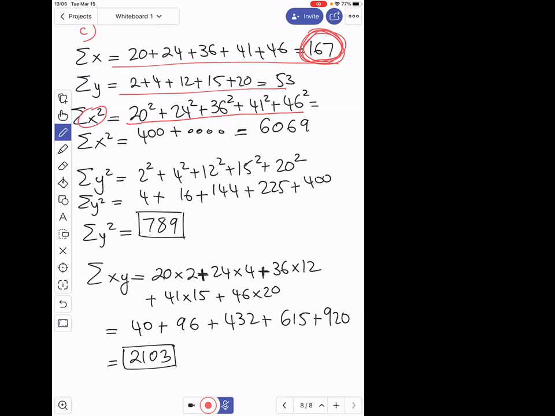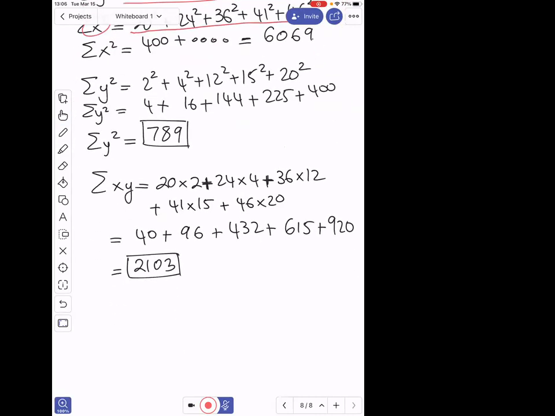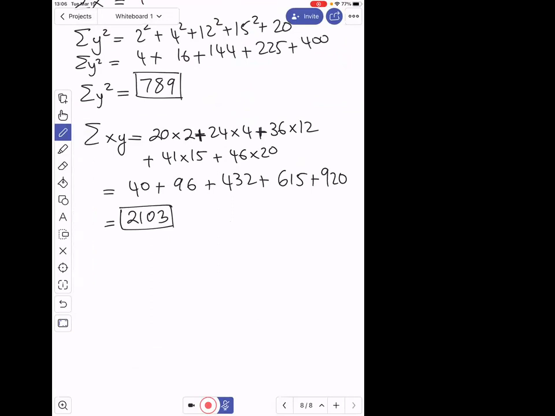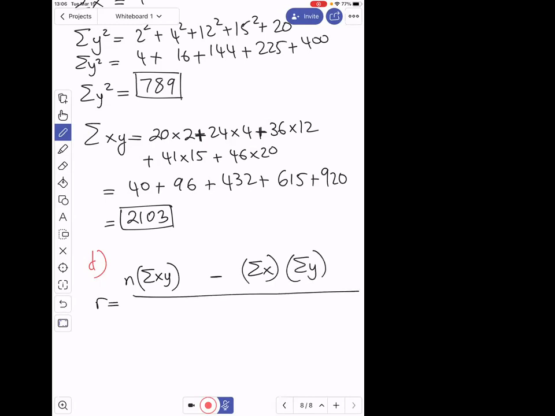Now we need to compute in D, we need to compute R. So I'm going to write down the formula for R, and all you have to do now, of course, is to plug the numbers in the formula. So let me first remind you the formula for R. It's N times the sum of the XYs minus the sum of the x's times the sum of the y's, over, and then there are these two square roots. Of course, here is multiplication.